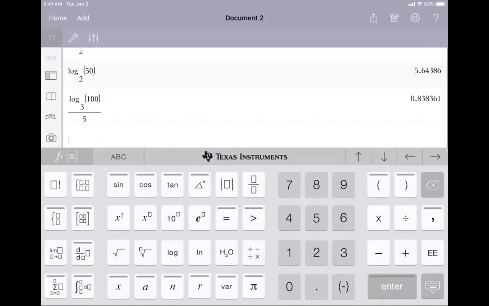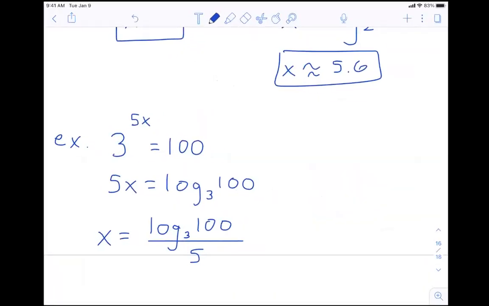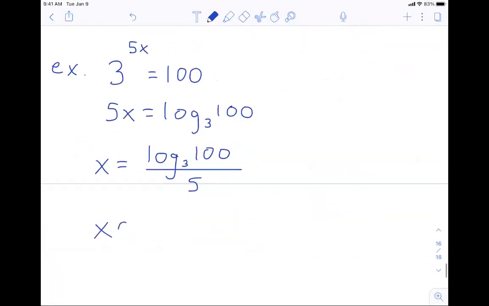And I get 0.8 or 0.84 if it asks to round to the nearest hundredth. So be careful when you do your homework. So I'm going to round it to the hundredth and say that x is approximately 0.84.